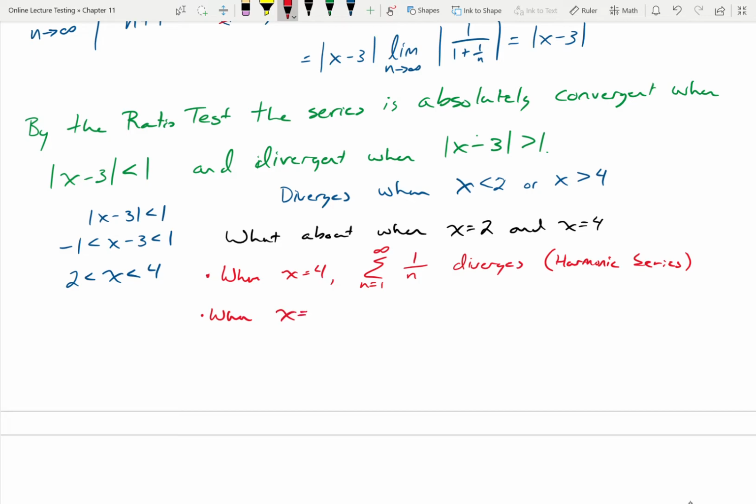When x is equal to 2, this is the series as n goes from 1 to infinity of (−1)^n over n. Well, we know, since this is one of our named ones, this converges because it's the alternating harmonic series.